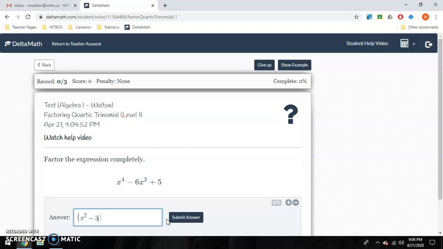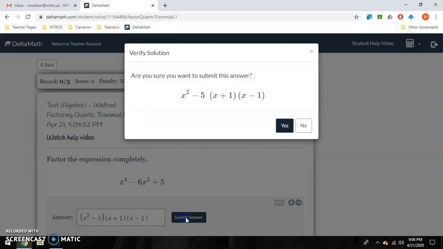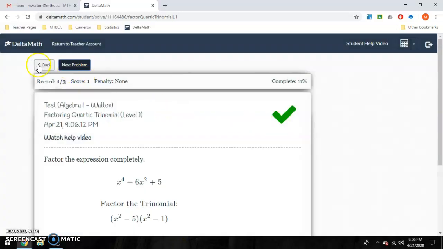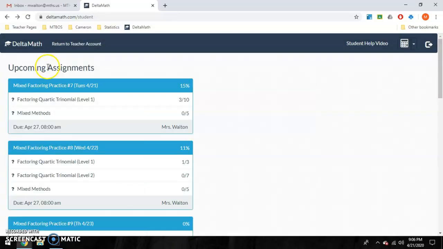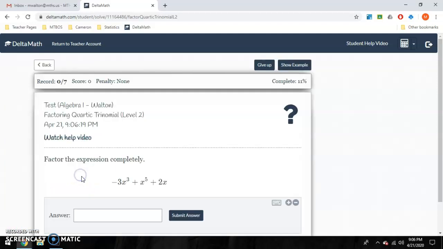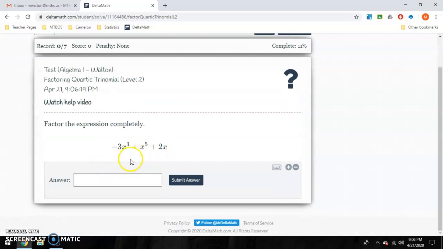I'll go ahead and type this in, hopefully get the thumbs up. X minus 1, submit answer, and we are all set. All right, today we're going to take it one small step further, and it's really combining the skills that we already have. So here's what this one says.